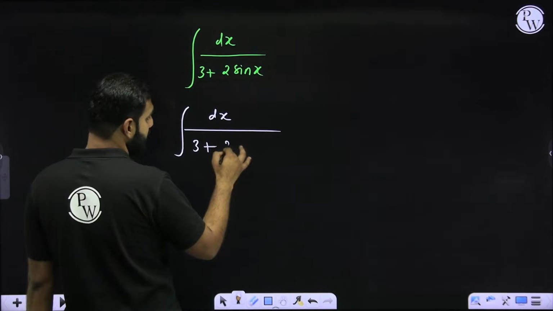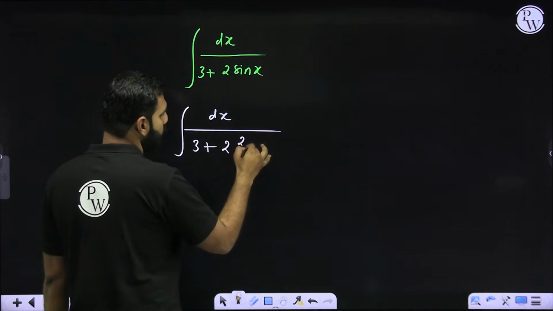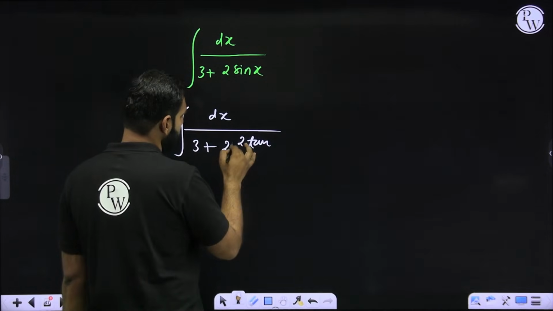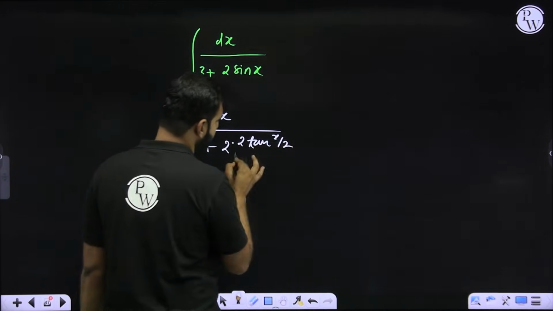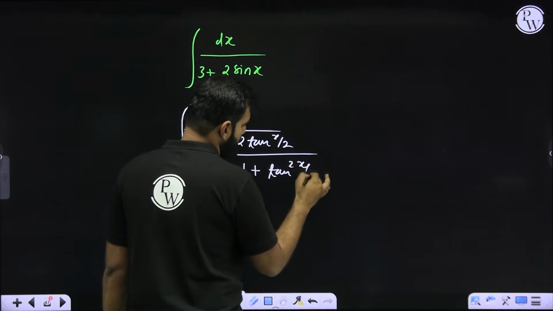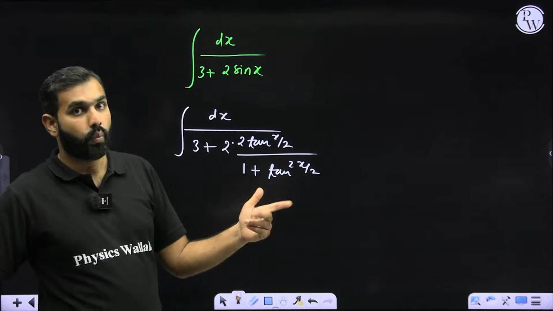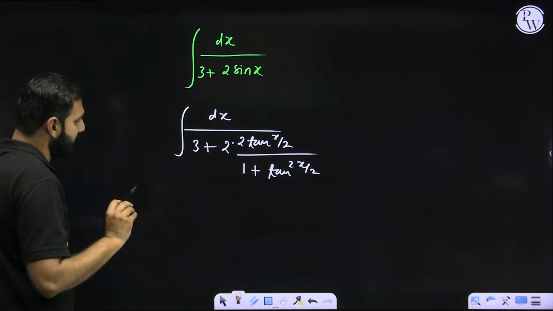So this 2 remains 2, but here, let's say sin x, how will I write it? I'll write it as 2 tan x by 2, so this 2 is multiplied here, divided by 1 plus tan square x by 2. I hope there is no confusion on that. First of all, I hope you're able to understand it. Why are we doing all this? You will understand it in the next step.